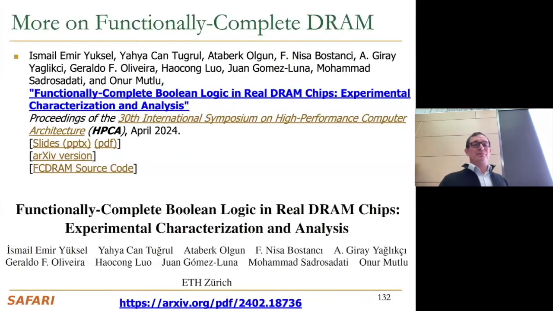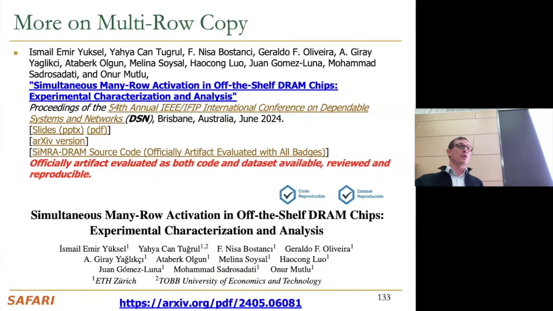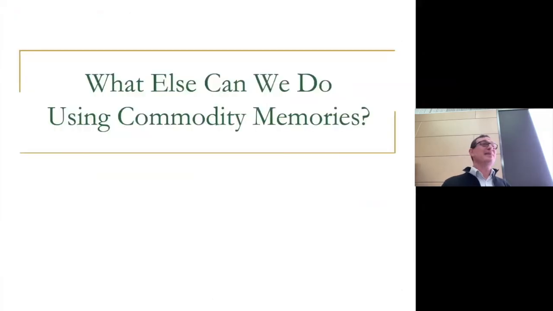Okay. So these are the 2 papers that we published this year. One is at HPCA, the other is at DSN. And all of the code is open. People can test it themselves. All of our code for our DRAM testing infrastructure is also open. Then the question becomes, what else can we do using commodity memories?